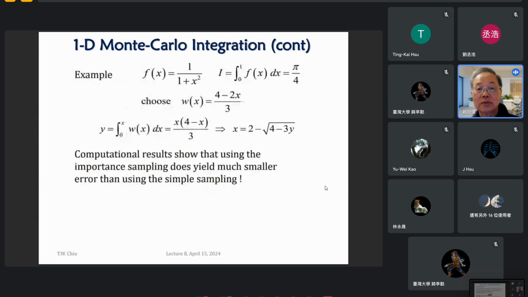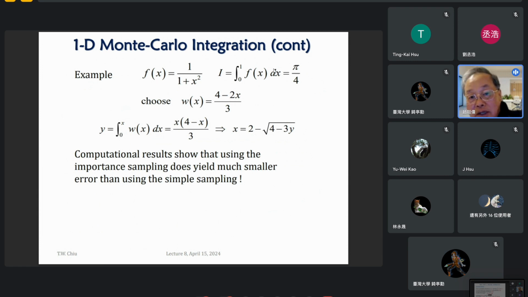Let me give you an example. Suppose f(x) is 1/(1+x^2), and the integral is from 0 to 1. This integral can have an exact solution, pi over 4.